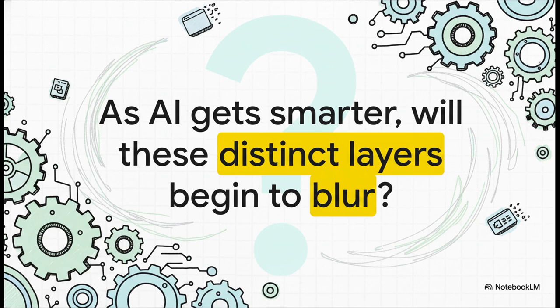But here's a final thought to leave you with. As software gets smarter and smarter with AI, will these distinct layers we've talked about start to blur? Will the OS of the future start making decisions for us, kind of blurring that line between a system tool and an application? Something to think about, right?